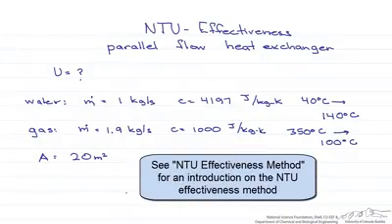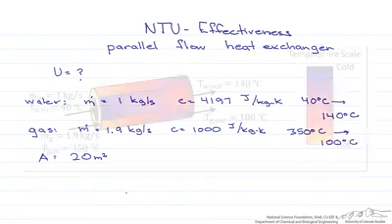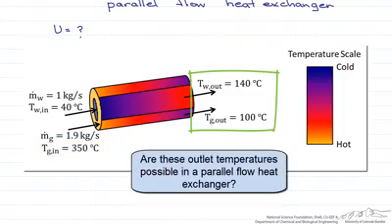In this screencast, we're going to use the NTU effectiveness method for a parallel flow heat exchanger to find the overall heat transfer coefficient, or U. In this concentric heat exchanger, we have water that comes in at 40 degrees C and is heated up to 140 degrees C by hot gases that come in at 350 degrees C.